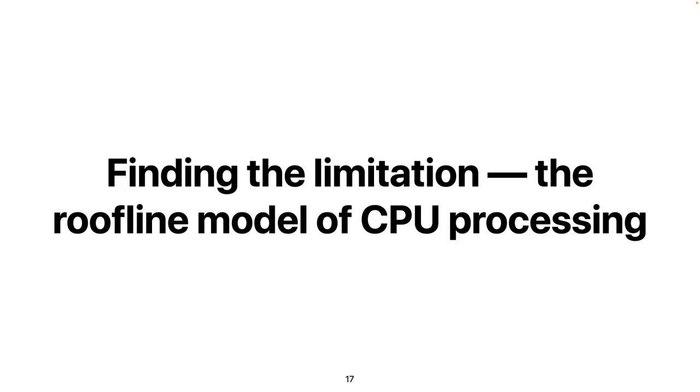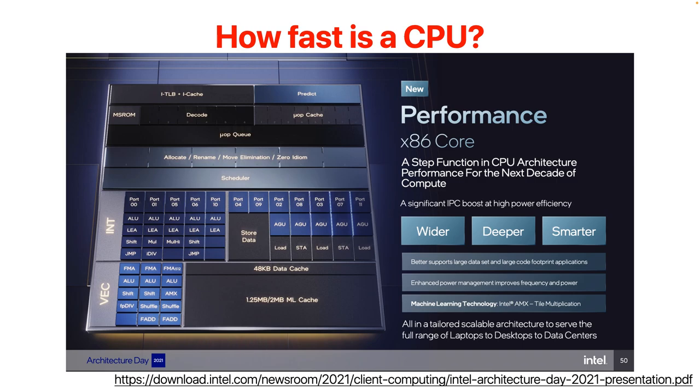So let's go back to this question. How fast is my processor? This is the functional diagram of an Intel, what kind of lake? Alder Lake, right? This is the Alder Lake architecture. This is actually the architecture that the demo system is using. And here's the thing, right? This is the Alder Lake architecture.